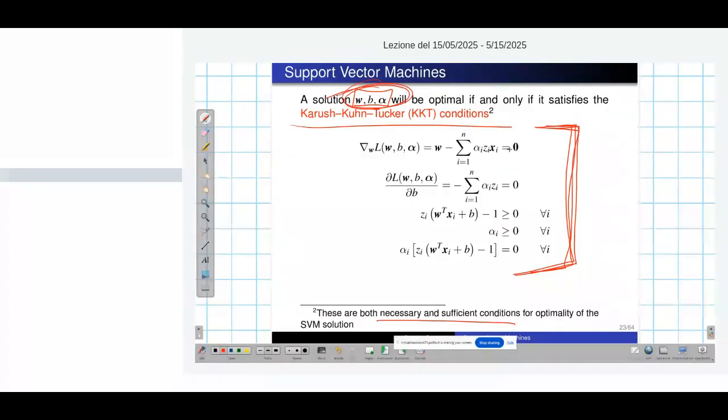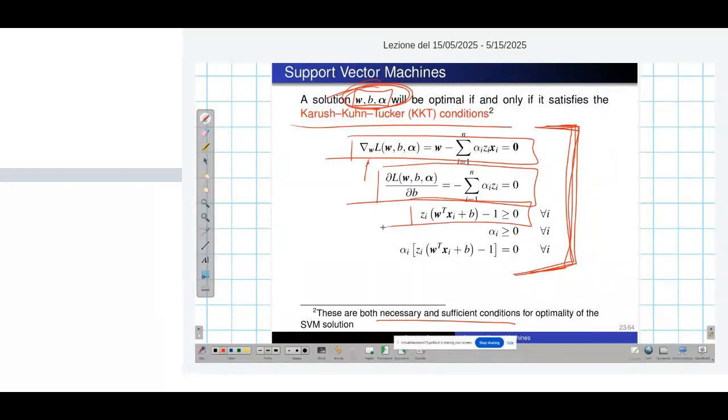What are these conditions? What we said before. The gradient with respect to W and B of the Lagrangian must be 0. The solution must be primal feasible, so it must be a W and B, a hyperplane, a plane that separates the classes with a margin of 1, and all the points must be outside of the margin region. The dual solution must be feasible. All the Lagrange multipliers must be greater or equal than 0. And this is also called the complementary slackness condition, if I remember right.